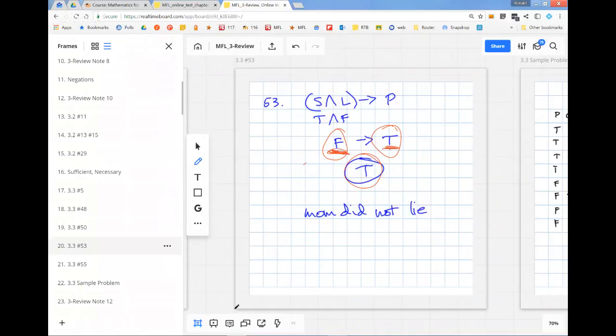So now what's the rest of this? The child eats only the spinach. I don't know why I wrote that the way I did. So here, let me put it down here. Spinach and liver, then you can go out and play.